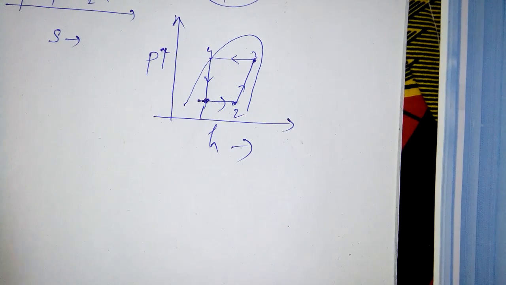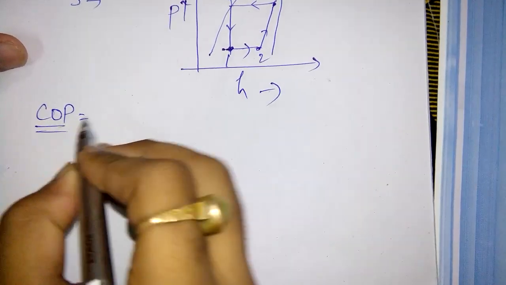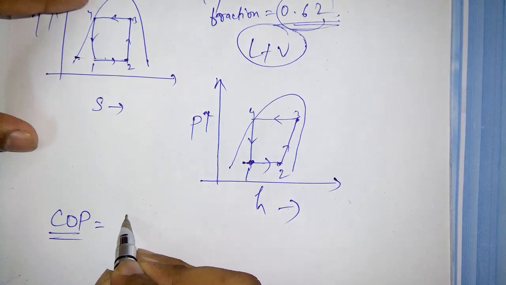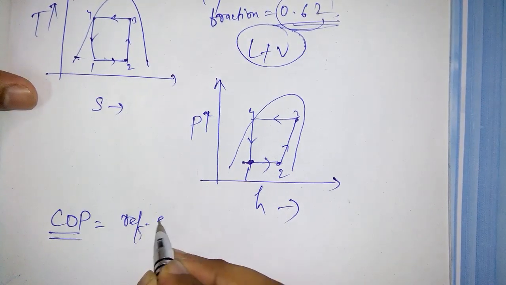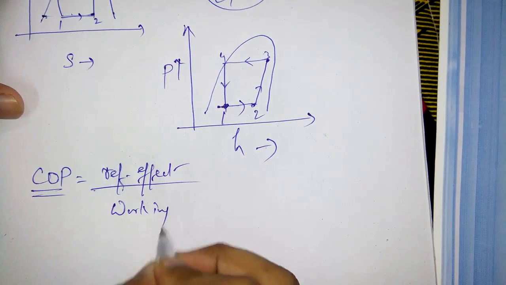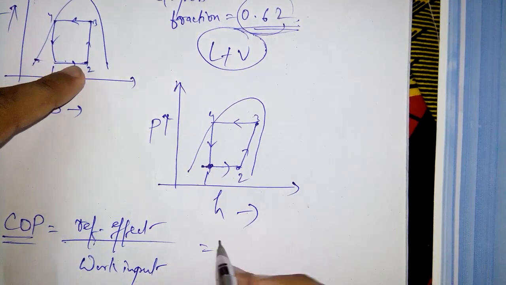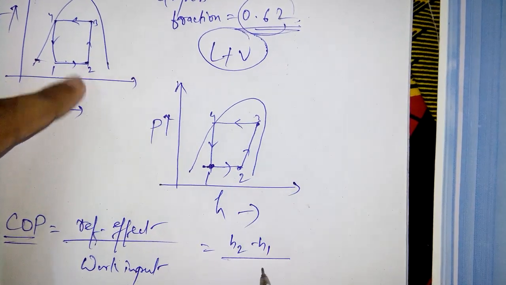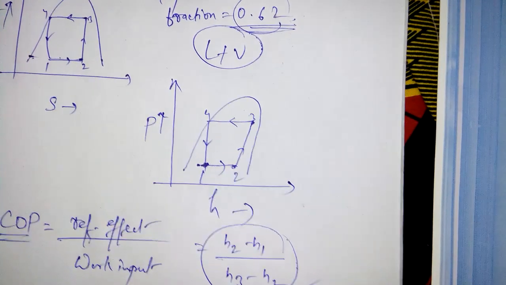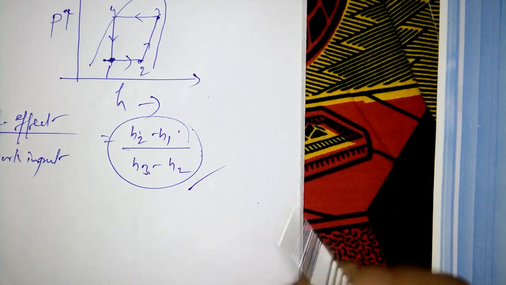First let us find the COP of the refrigerator. What is the formula for COP according to this diagram? It is the refrigeration effect divided by work input. Work input means the work done by the compressor. The refrigeration effect is H1 minus H4, in this portion, divided by the work input, which is H2 minus H1. So let us find the values of H1, H2 and H3. Then only we will be able to find COP.